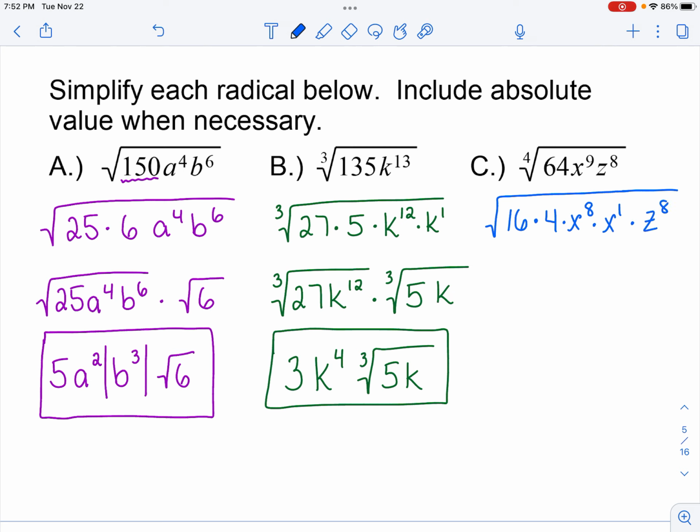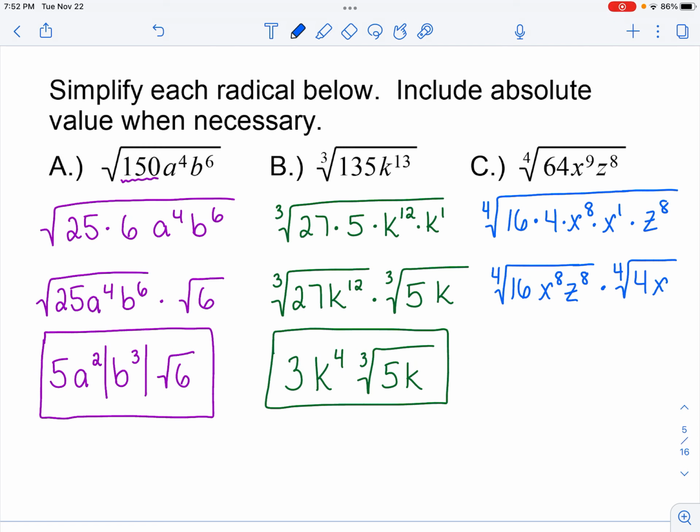When it comes to the exponents, I'm trying to think about, oh, I did it again. Forgot to write my index. Sorry about that. I want to keep track of the exponent and the index in relation to each other, and I want to make sure the exponents inside are divisible by the index out front. Sorry, I'm tripping over my words tonight. We're going to make this now the 4th root of the 16, which is a perfect power of 4, the x to the 8th, and the z to the 8th. Those are all perfect powers of 4. The non-perfect powers of 4 are the 4 and the x to the 1st.